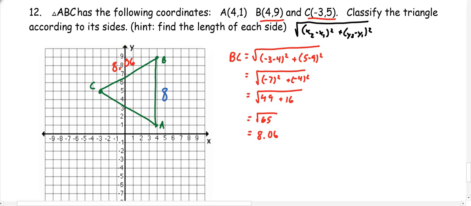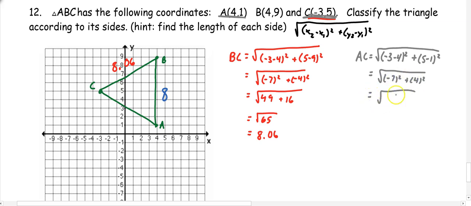And then I'm going to find my distance of AC. So to find the distance of AC, I use my distance formula again. So I have point A and point C. So I have -3 minus 4 squared plus 5 minus 1 squared. So we get -7 squared plus 4 squared, which is 49 plus 16, which we should be noticing now is the same thing we had for BC. So AC is also the square root of 65, which is 8.06.